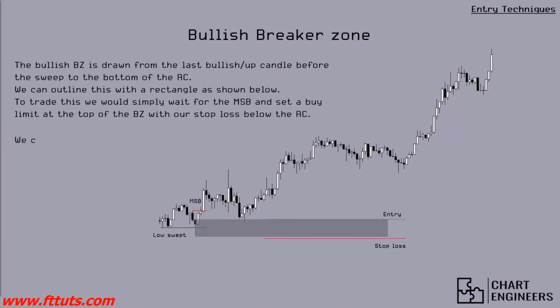However, sometimes we can refine our breaker zone just to the red candle, and in return this will give us better risk to reward on our trades, so higher R, but it does come with sometimes you won't get filled into your trade just because the market will not retrace that low.